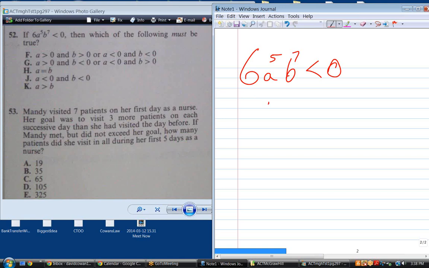For one thing, if A was negative and B was negative, they would still be negative after taking them to the 5th and 7th power, and then when you multiply a negative by a negative, you get a positive. So they cannot both be the same sign. They have to be opposite signs. In other words, in the end, that and that have to be opposite. The only way you get that is with G. Okay.